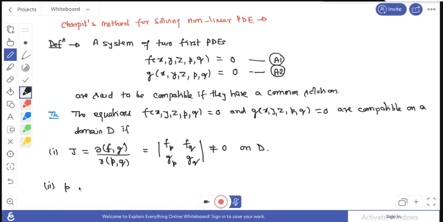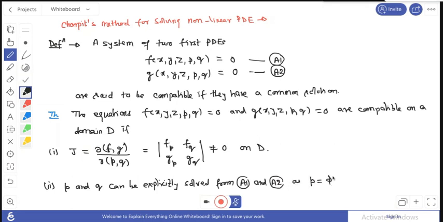Okay, so if this is non-zero, and second one, if our p and q can be explicitly solved from these two equations a1 and a2, as p can be a function of say x, y, z, and you can find p and q in explicit form of x, y, z. Okay, so suppose this is another function, say psi of x, y, z, on solving a1 and a2. If this, then further you know what your solution is.